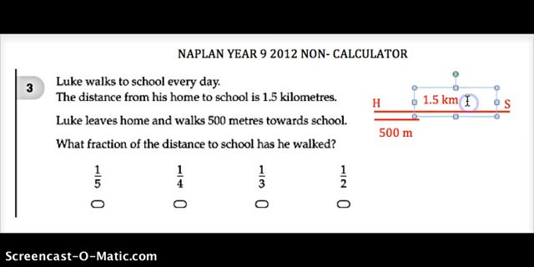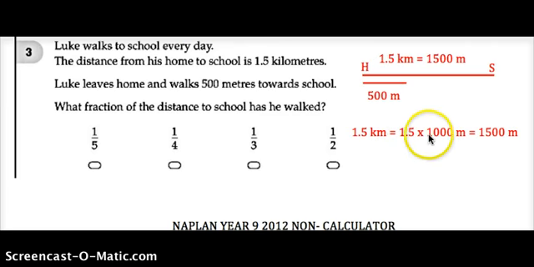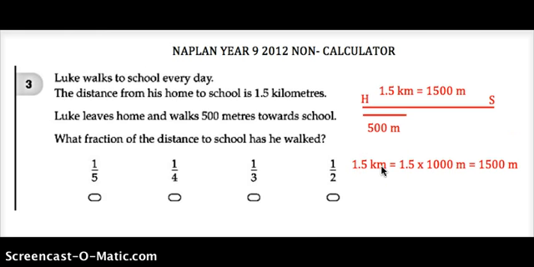So we know that 1.5 kilometres is equal to 1.5 times 1,000, which is 1,500 metres. So I'll just put that up there. And I've just shown the working out down here for how to convert 1.5 kilometres to 1,500 metres. So to go from kilometres to metres, metres are smaller than kilometres and kilo means 1,000. So 1.5 kilometres means 1.5 times 1,000 metres, which is 1,500 metres.